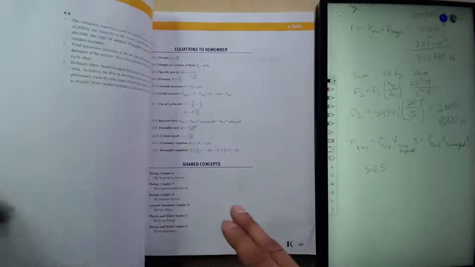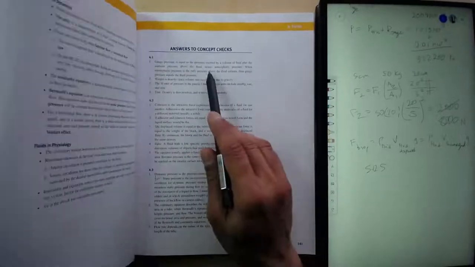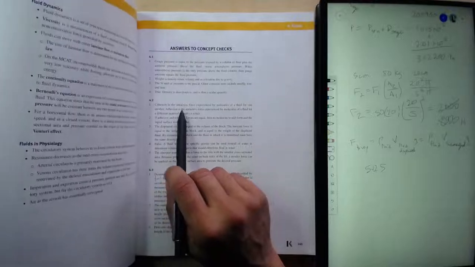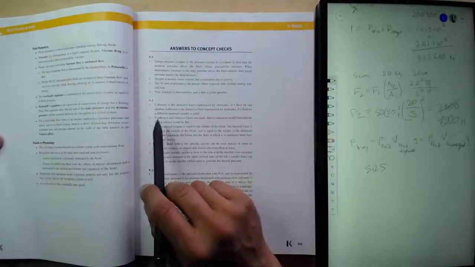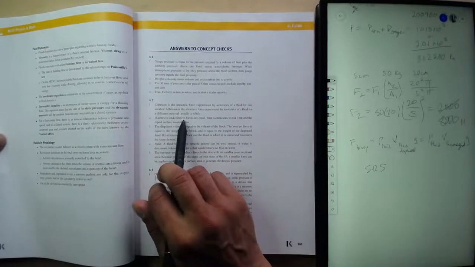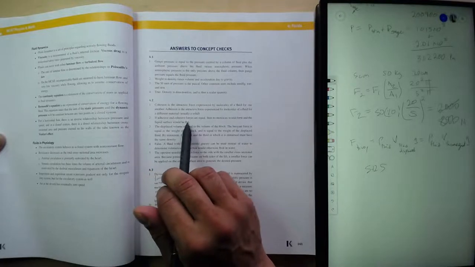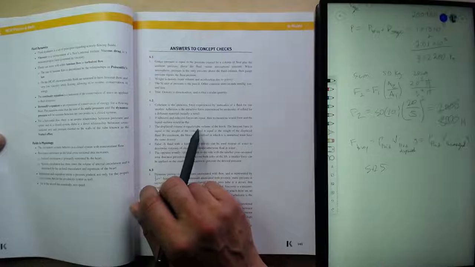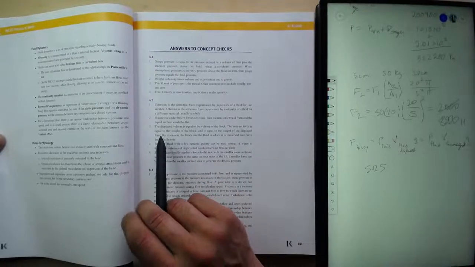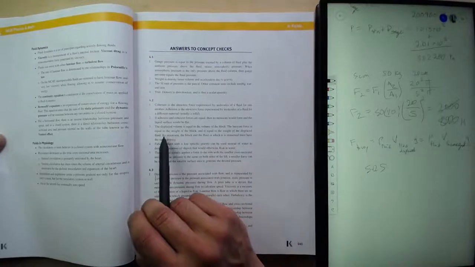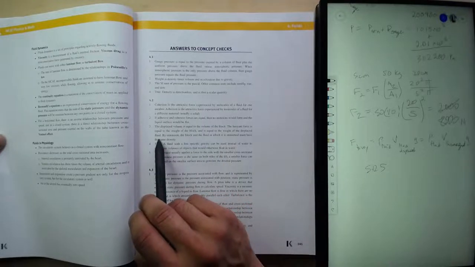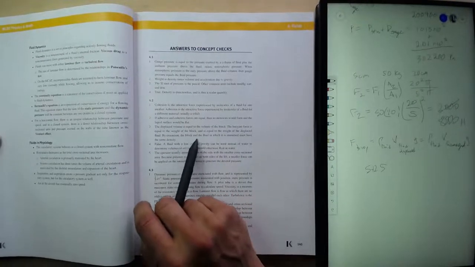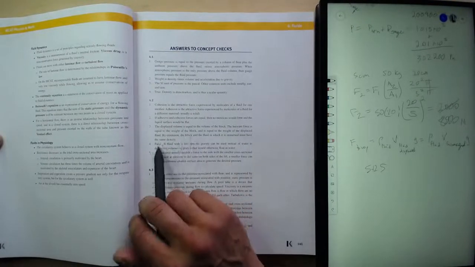Should we double-check these before we go on? Let's. Cohesion, meniscus would be flat. 3, the displacement is equal to the volume of the block. Buoyant force is equal to the weight of the block and is equal to the displaced fluid. By extension, the block and the fluid in which it is immersed must have the same density.